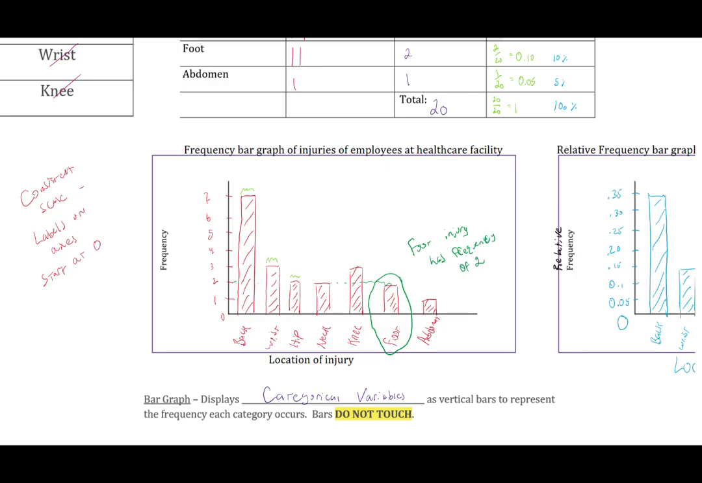So that's how we can draw a bar graph, that's how we can make a frequency distribution, and that is how we can read a bar graph to get information.